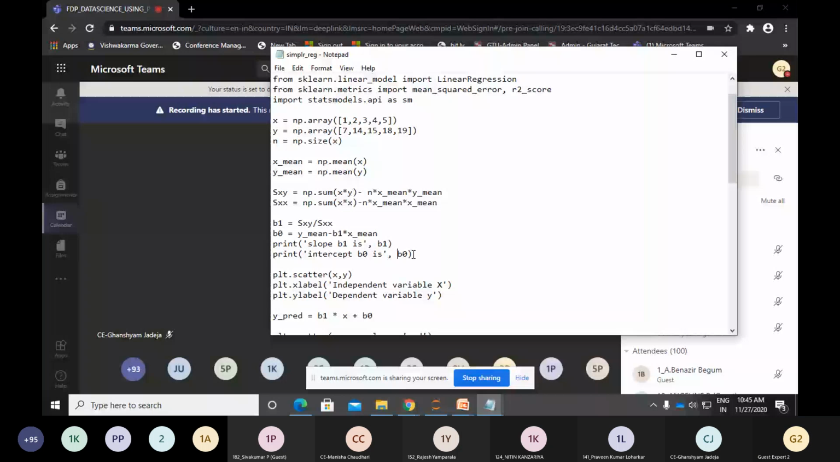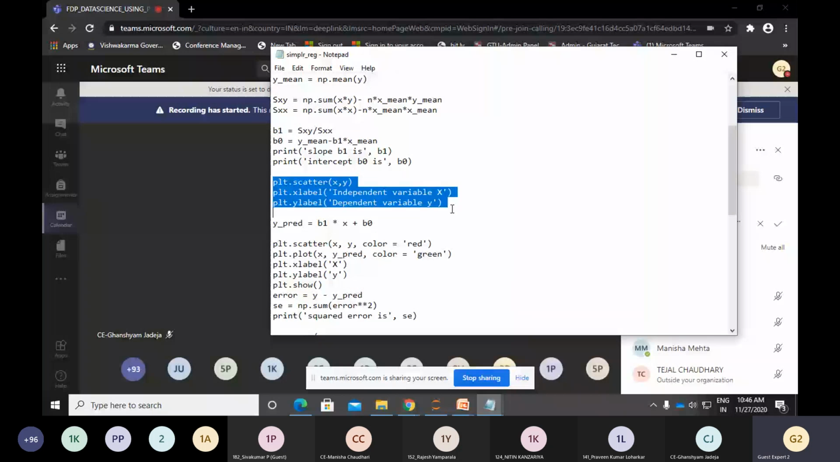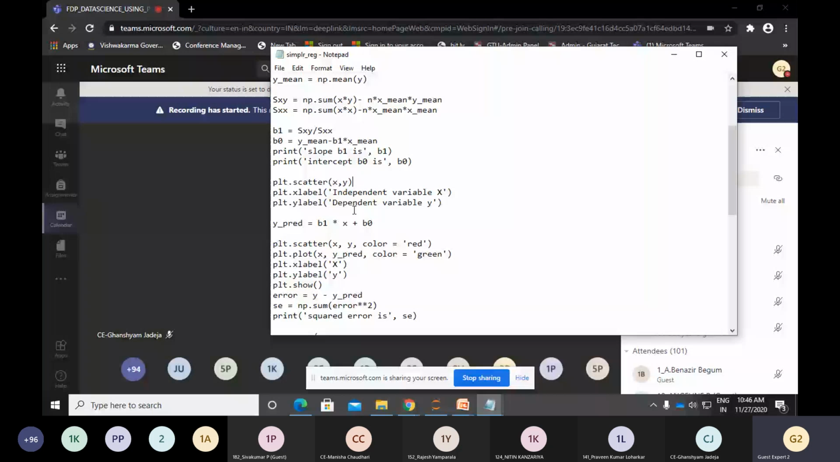Then this code is used to plot the values of x and y in a graph. Then we have used this model. We found beta 0 and beta 1, so we are using that model to predict the value of y. So y predict stores the predicted value of y, and the actual value of y is stored inside this y array. So y predict and y are used to compute the error.